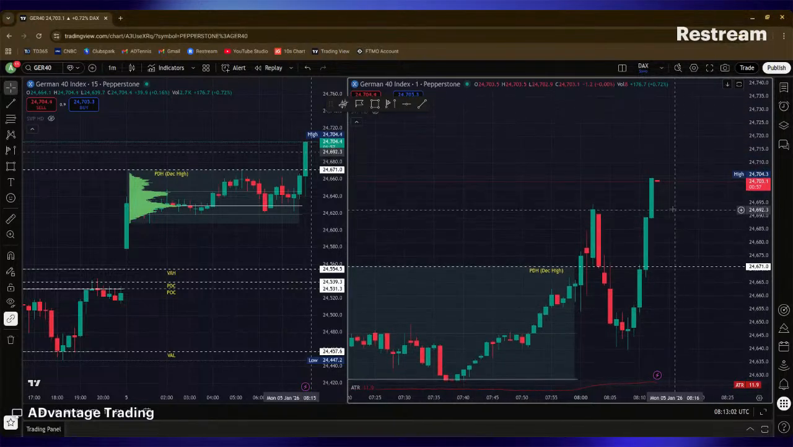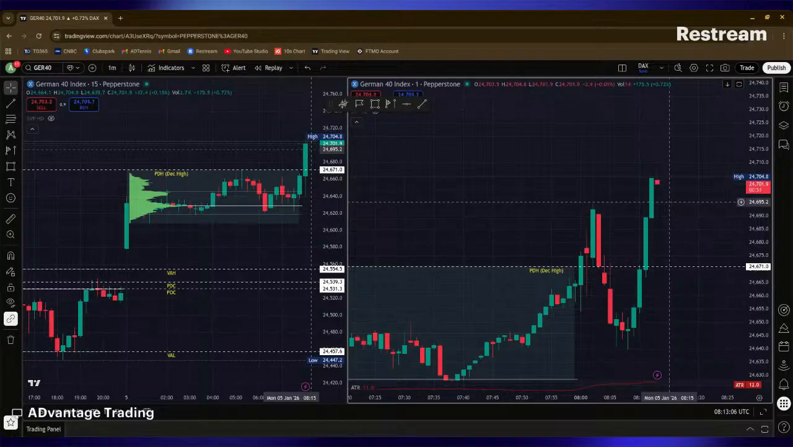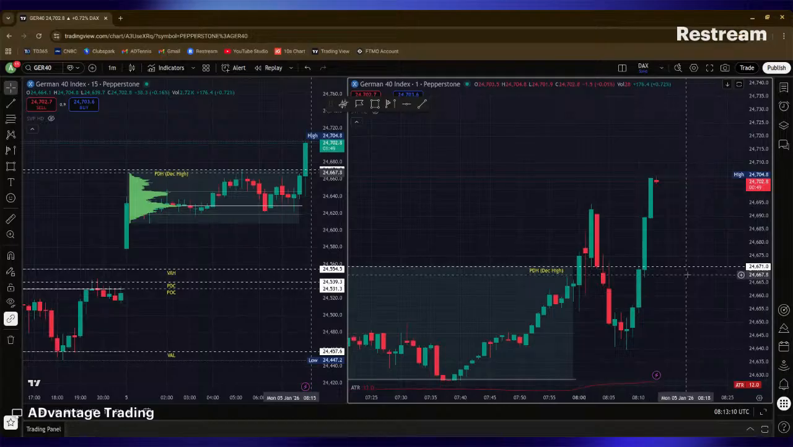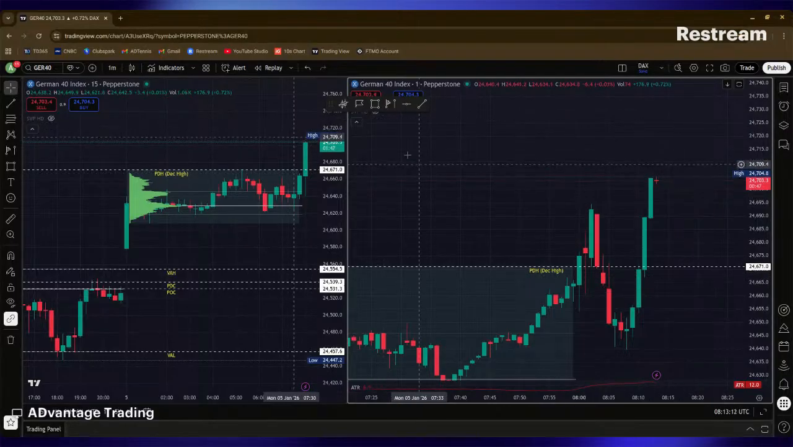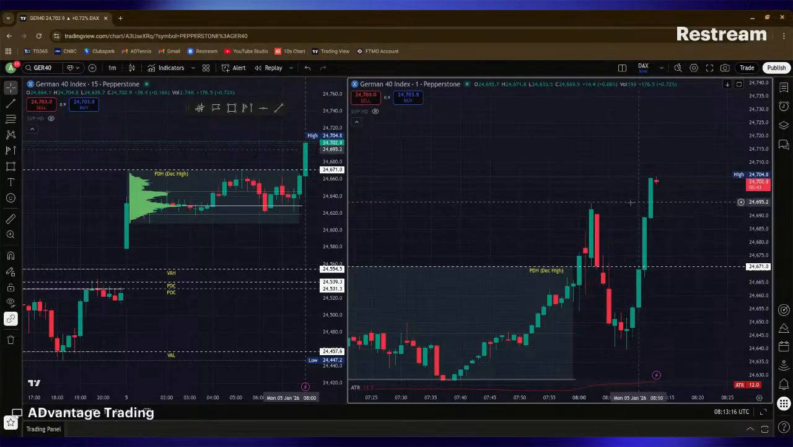So we've got a clear breakout here of the highs. Now, this is where the idea of our breakout retest comes in. So we break a key level, we come down to retest, and then we want to trade the follow through.